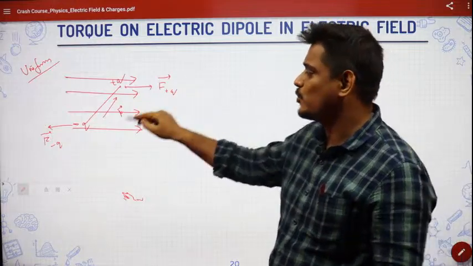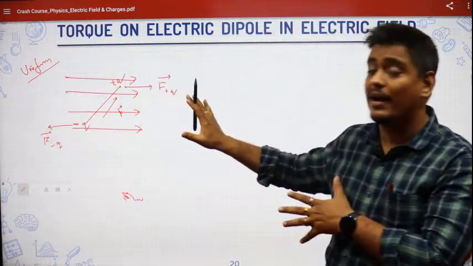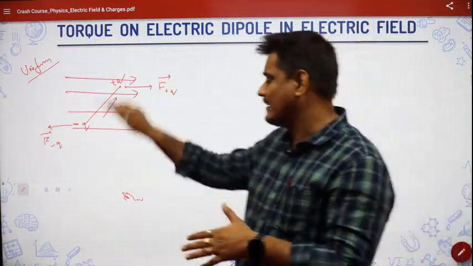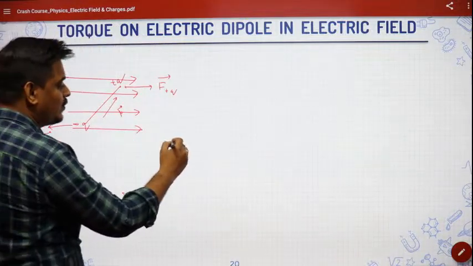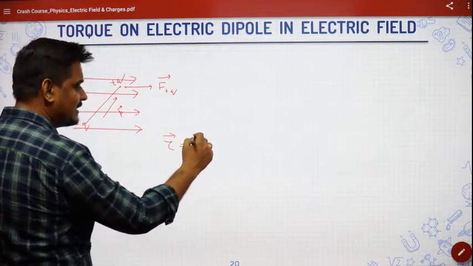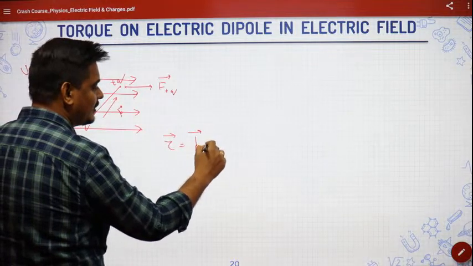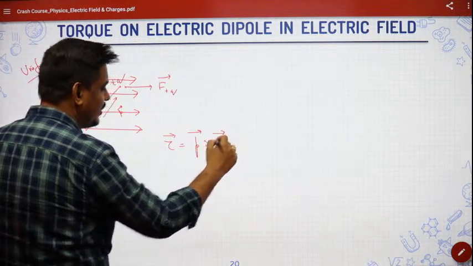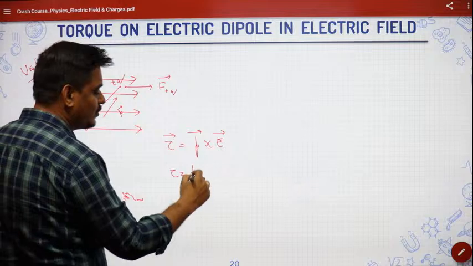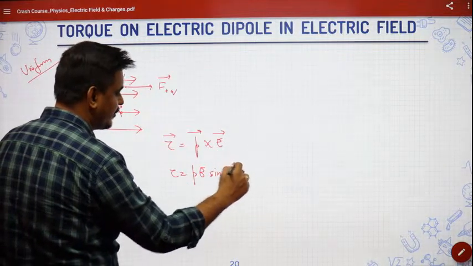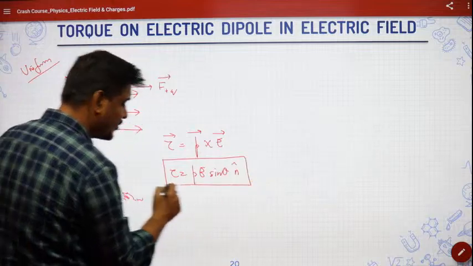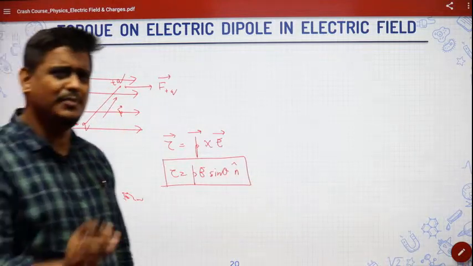So F plus q and F minus q, being of equal magnitude and opposite in direction, will create a torque, and that torque tau, a vector quantity obviously, is equal to dipole moment cross electric field, p cross E. Or I can say the torque's magnitude is equal to pE sine theta, with n cap as the direction. It's a very important thing.